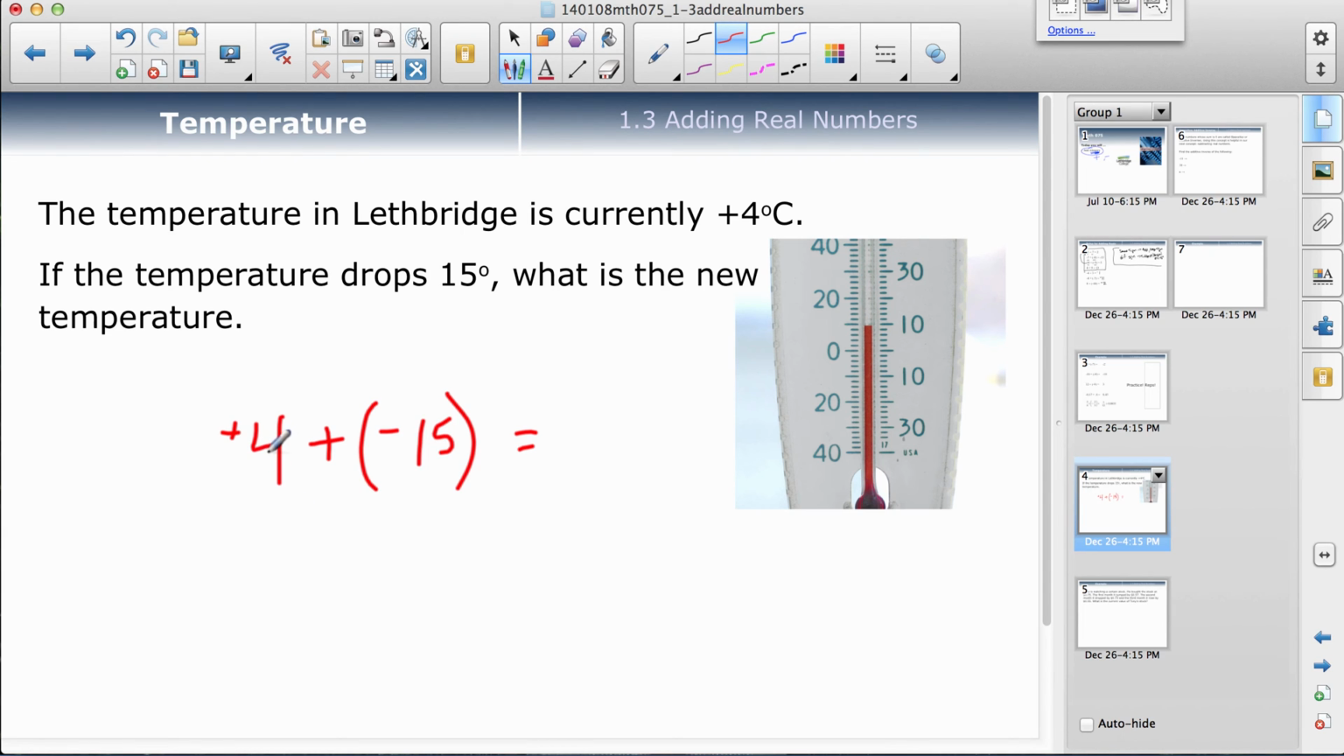So I'm up 4 and I lose 15. Or I can think of it as being different signs, so I have to subtract. 15 take away 4 is 11. And then the sign is whichever one's furthest from 0. This one's furthest from 0, so my answer has to be -11. Again, you can think gambling, up 4, lose 15. I'm going to be in the hole by 11.